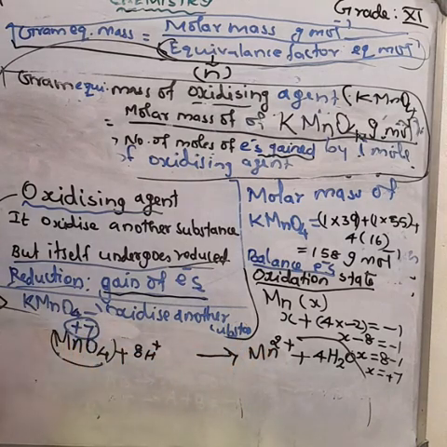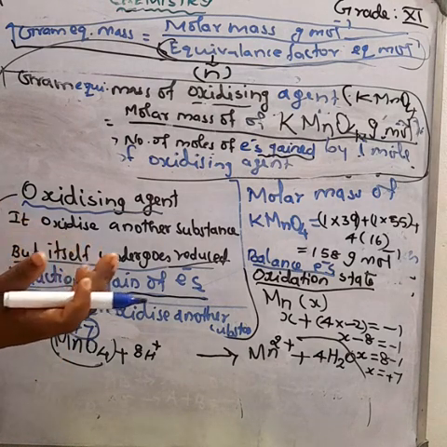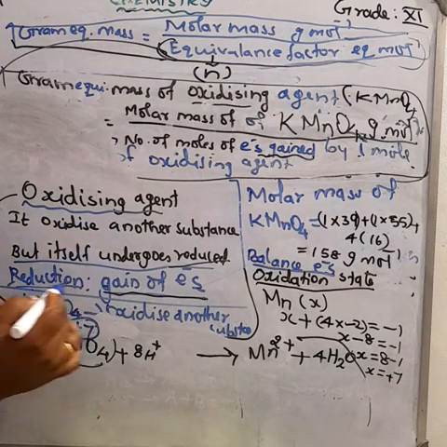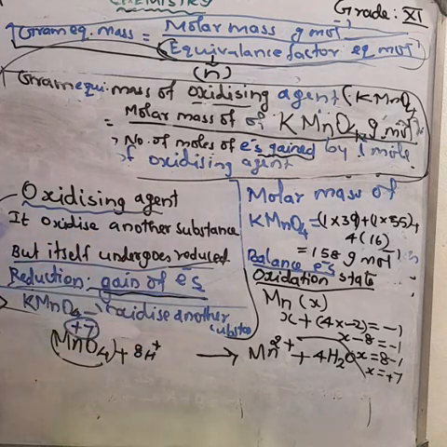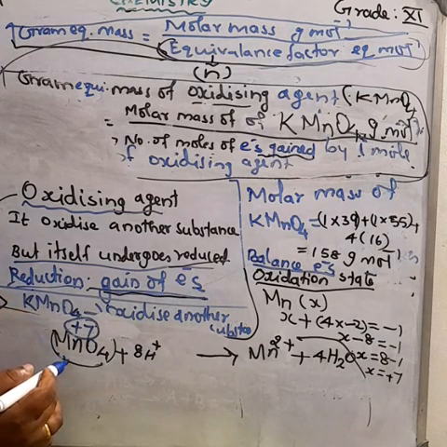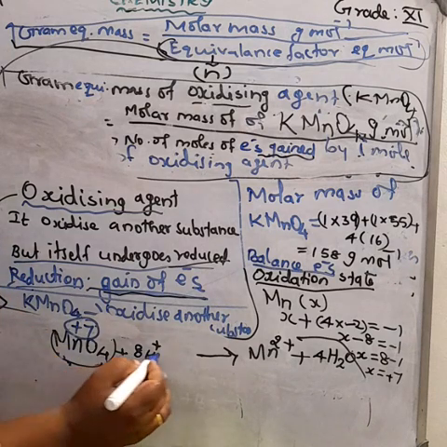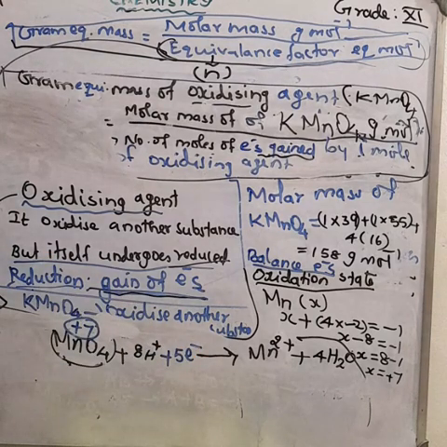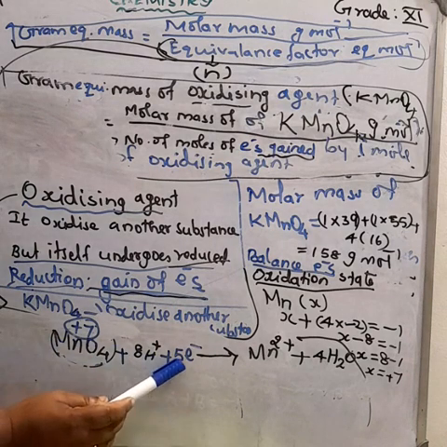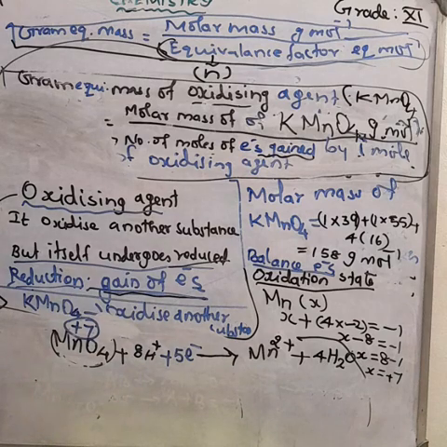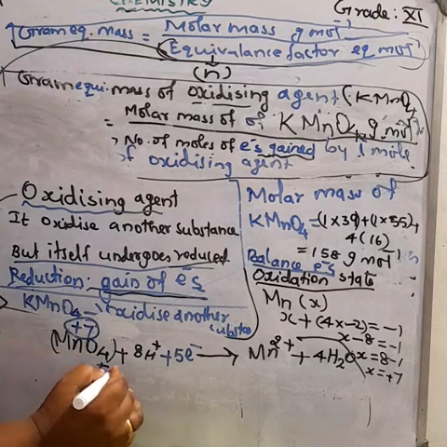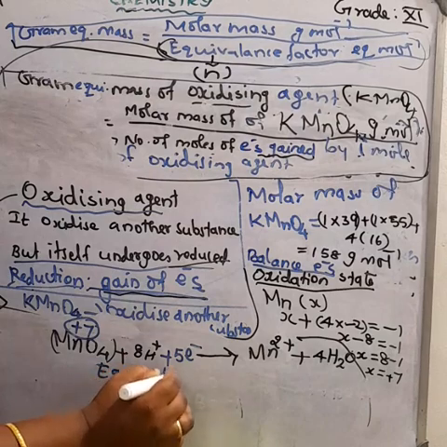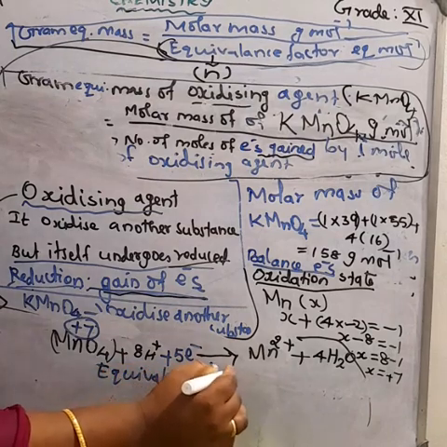Understood? You know KMnO4 is one of the oxidizing agents. What do we mean by an oxidizing agent? It oxidizes another substance, and it itself undergoes reduction. Reduction means gain of electrons. So MnO4 always gains electrons. Plus 5 electrons it gained. Understood? So 5 electrons were added. This is the equivalence factor. What do we mean by the equivalence factor? The number of moles of electrons gained.